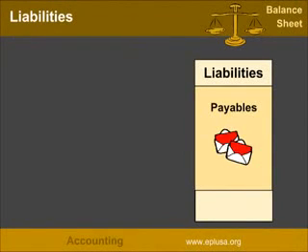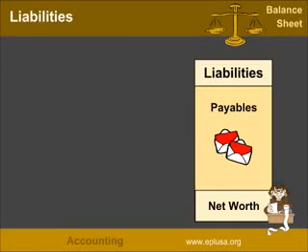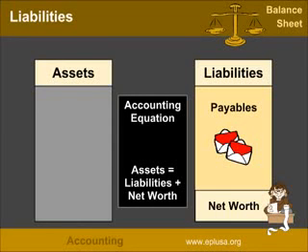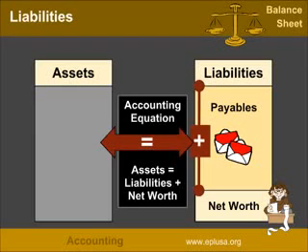Liability is an obligation of an entity arising from past events, like any type of borrowing that must be payable. Net worth, or owner's equity, is the money invested in the entity by the owner or partners. The accounting equation relates assets, liabilities, and owner's equity, or net worth, depending on the type of entity.